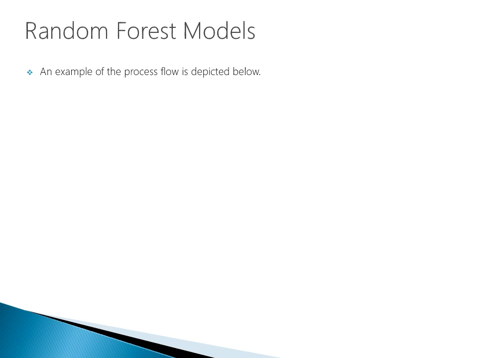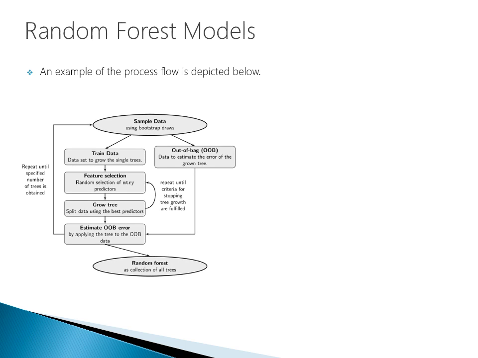An example of the process flow is depicted below for a random forest. We have our sample data that is then pushed through to train, or we split the data to create a training set of information. From this training set, we find the features that we want to look at from the algorithm. Then we grow our tree and loop through this process over and over until we've grown the number of trees we want to look at. And then we calculate an estimate of the out-of-bag error. And then at the end, we evaluate the entire collection of trees as a single random forest.